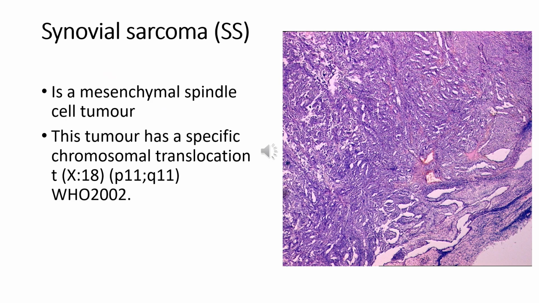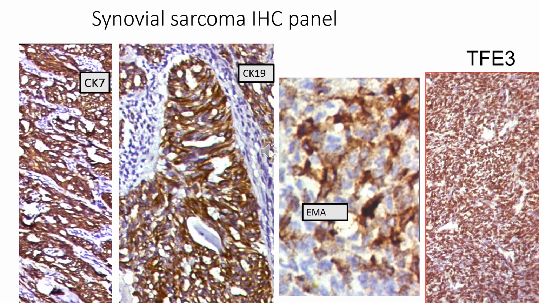So this is an example of a synovial sarcoma, a blue colored tumor. It's a mesenchymal spindle cell sarcoma, and we all know that this has a specific chromosomal translocation, t(X;18) (p11;q11). Synovial sarcoma IHC panel requires at least 2 to 4 stains, and here we have CK7, CK19, and you will see CK is cytokeratin, and cytokeratin is an epithelial marker.